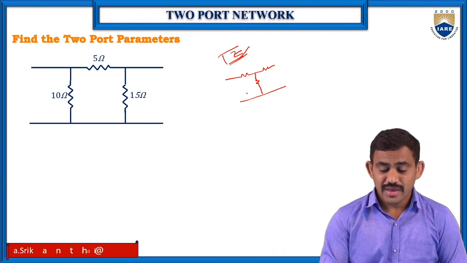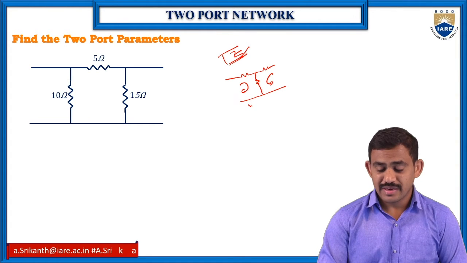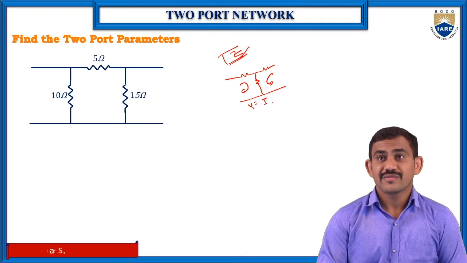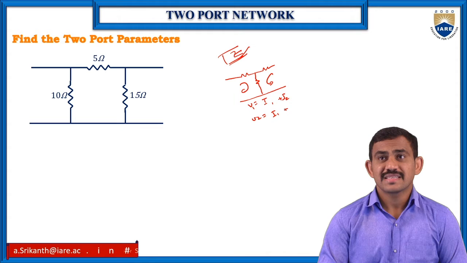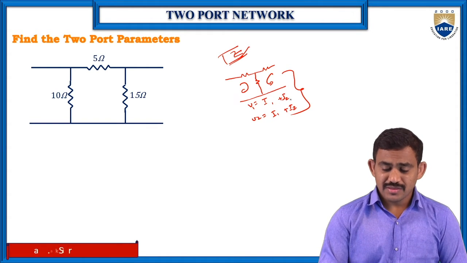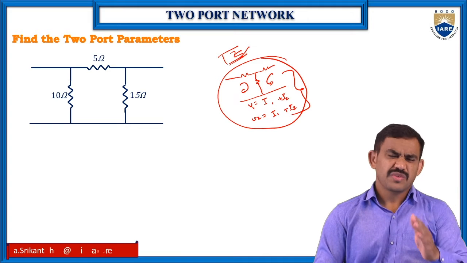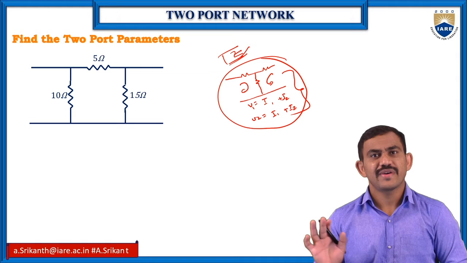Then we have two loops, two equations: V1 in terms of I1 as well as I2, and V2 in terms of I1 and I2. So when we have the mesh equations, from this we'll get the Z parameters. From the Z parameters, I can find out the remaining parameters, any parameters I want.